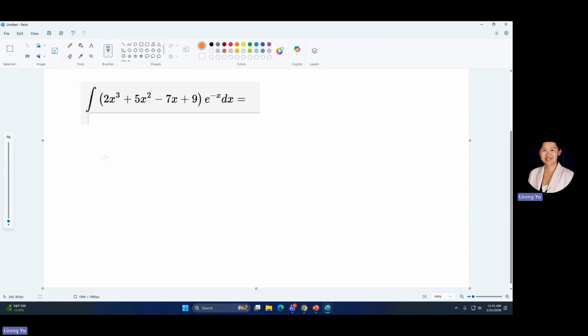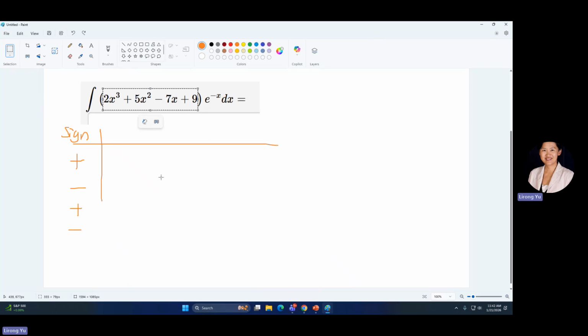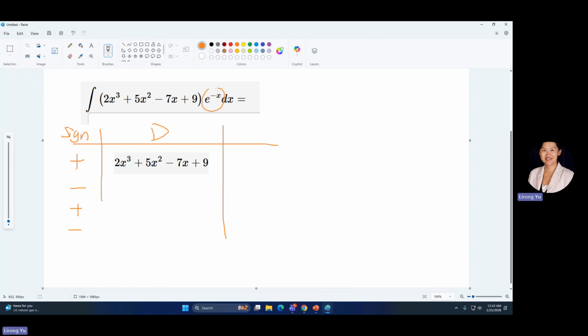So here is what we're going to do. This question will definitely be easier with the tabular method. We have a column for the signs: plus, minus, plus, minus. There's a power of 3, so make sure I have enough columns for it. The middle one is this polynomial, and this is the one we are going to differentiate. The other one is the dv, the one we're going to integrate: e to the negative x.